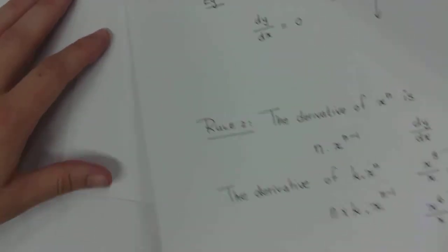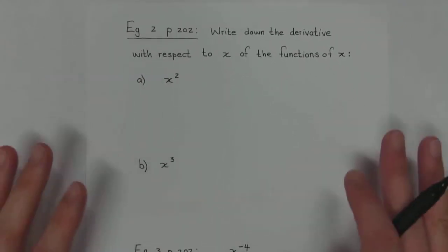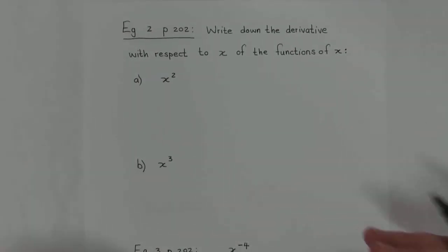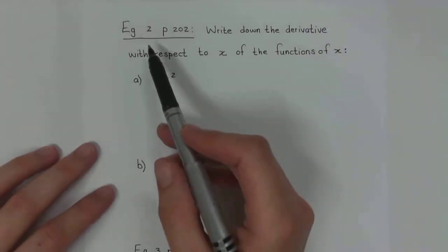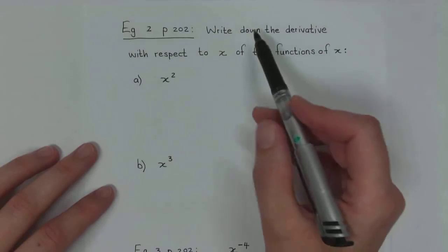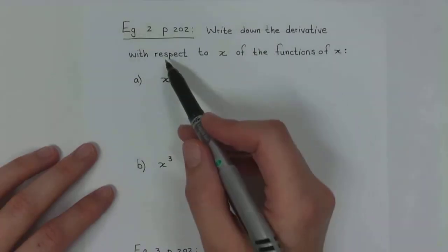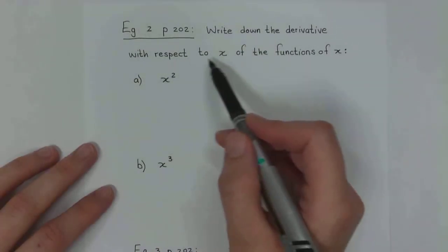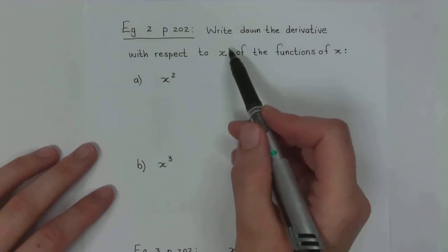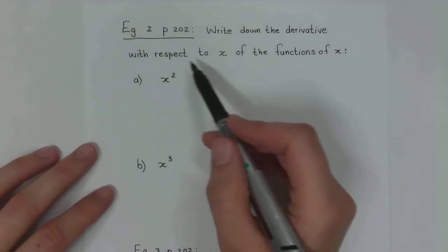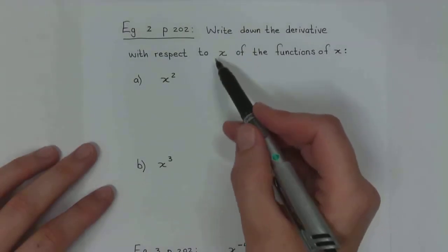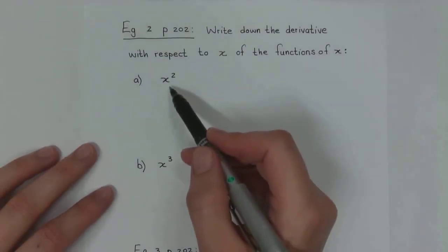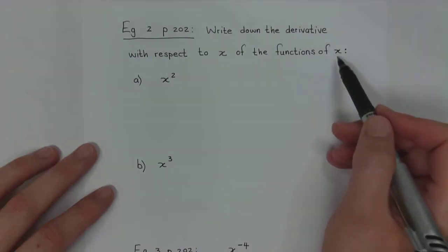Right, so some examples. These examples are very easy, straightforward examples, just to get you used to the rules of differentiation. The first one then is example 2 on page 202, and it says write down the derivative with respect to x, and that with respect to x we'll talk about a little bit later when we do different examples, because always when I find a derivative, it's got to be in terms of an independent variable, which in this case is defined as x, of the functions of x.